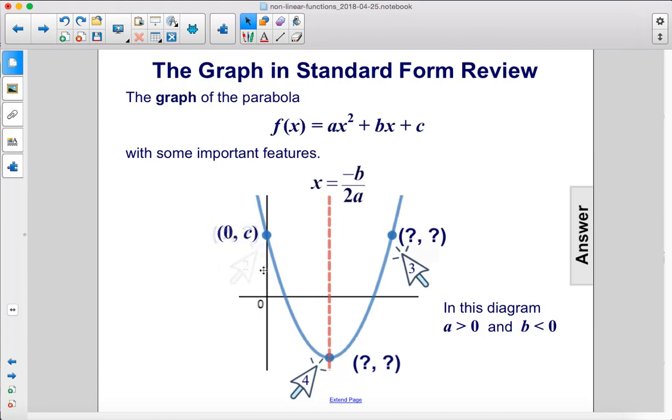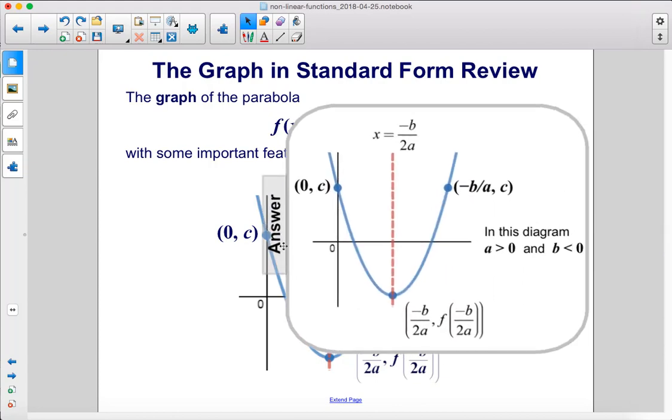We have the y-intercept, which is 0, c. We mirror that point over here, which would be negative b over a, c. And finally, we have the vertex down here, which is negative b over 2a, the function at that point, negative b over 2a, like that.